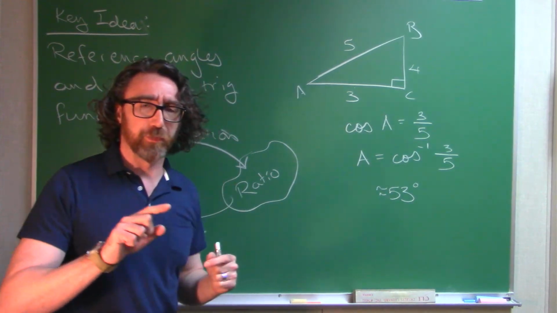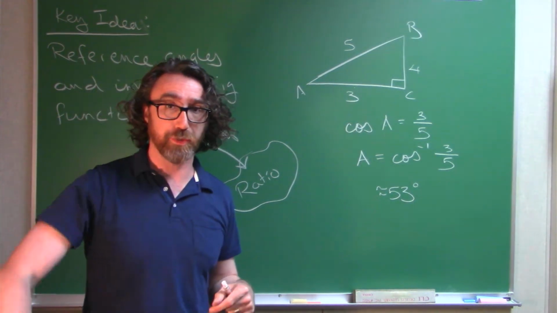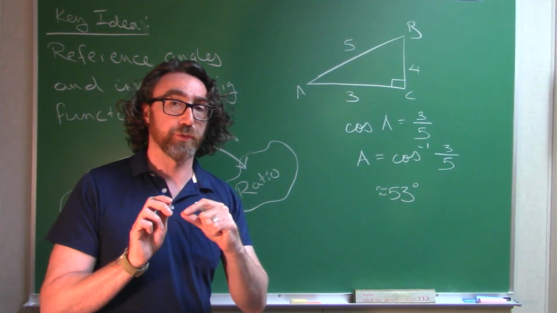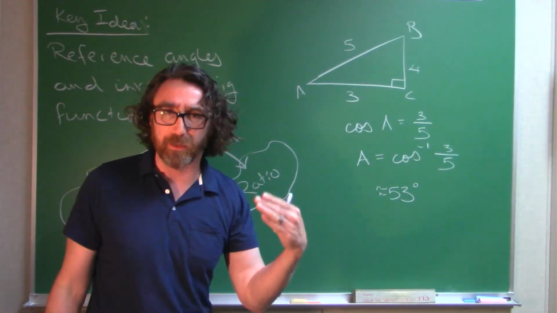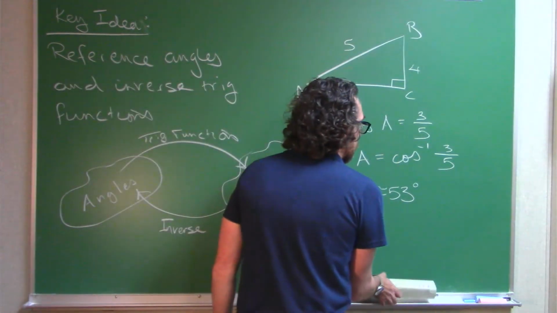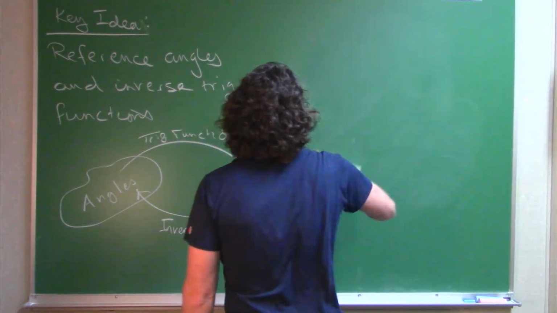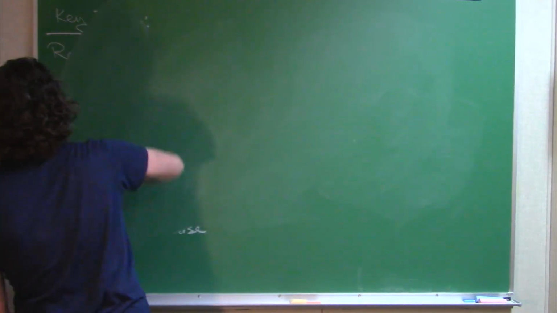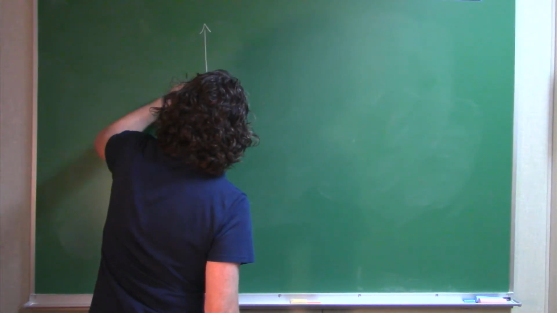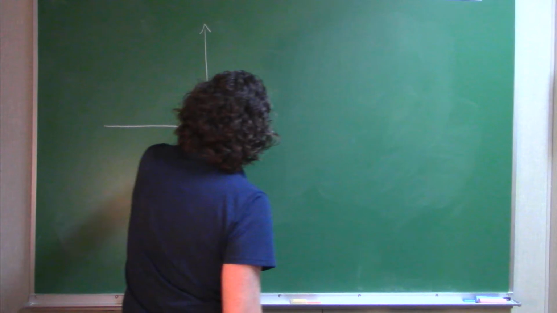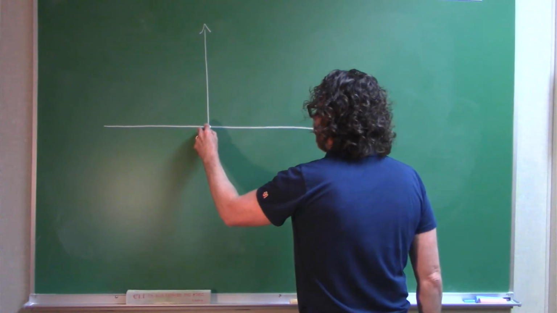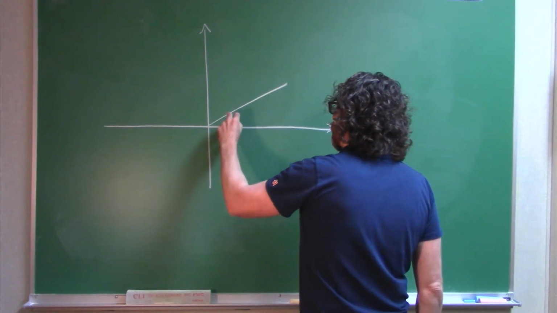The only problem is if we're talking about angles in standard position, which we're going to need to do when we talk about using trig functions to model periodic phenomena. If we're talking about angles in standard position, there are multiple angles that give us the same ratio. And let me explain why. There's one kind of obvious reason, and one kind of not so obvious reason.